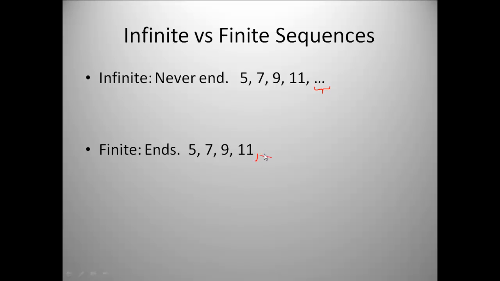Another option is that it might go dot, dot, dot, and then let's say 41. Well, that tells me that we're going to do the pattern clear up to 41, but since there's not an ellipsis on the end of the 41, it's still finite. So this one did have an ellipsis in it just because I didn't want to list out everything, but it only goes from 5 to 41. It stops after 41 on this one.